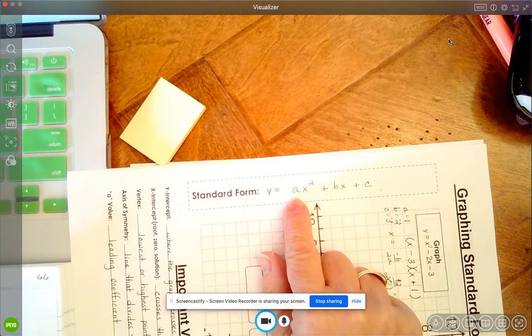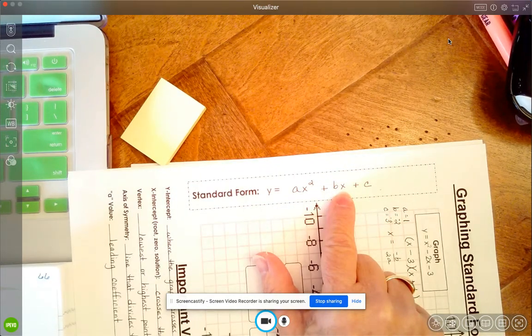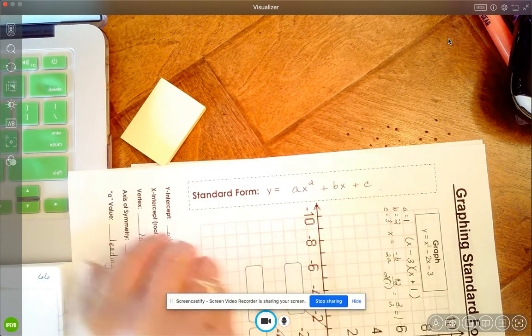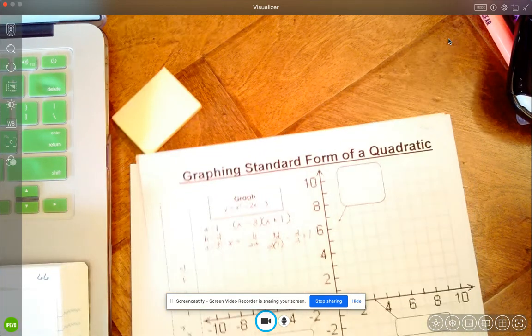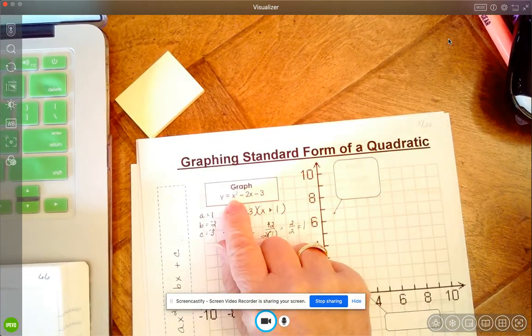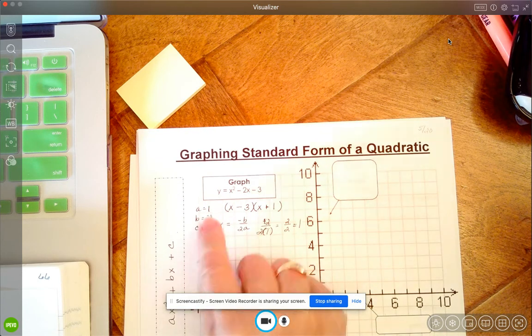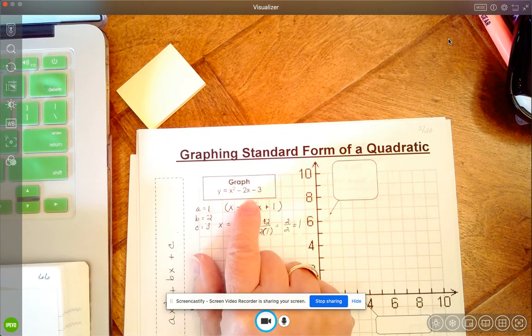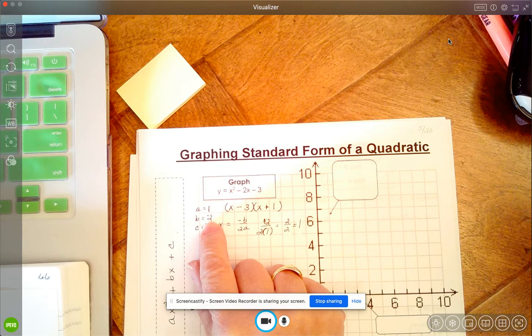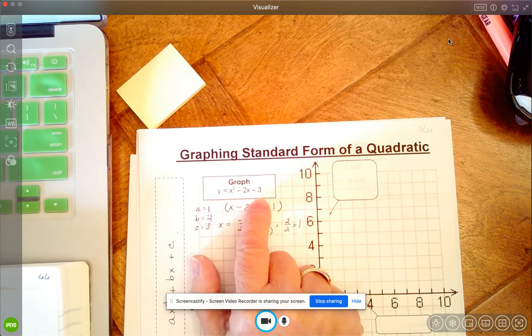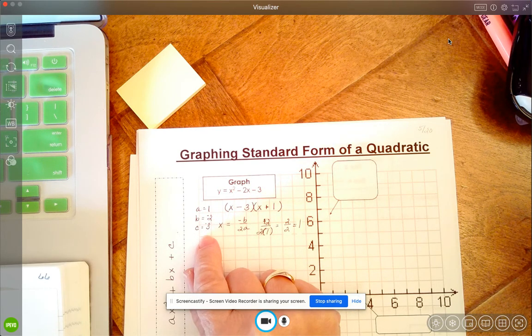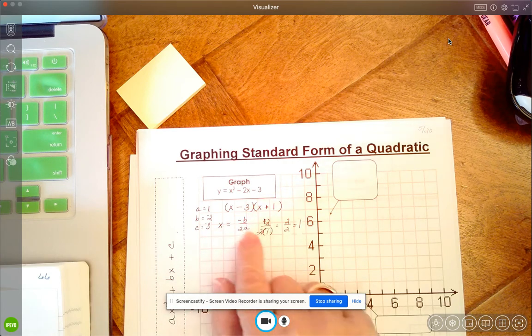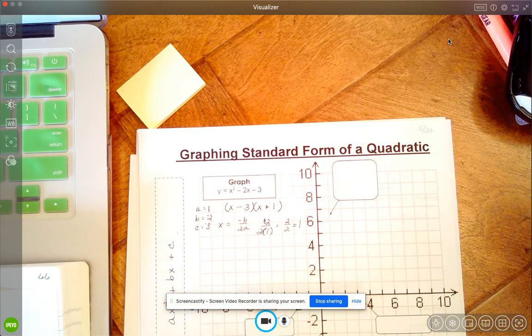Ax squared plus bx plus c is the standard form of a quadratic function. I have labeled my a value, the leading coefficient, which is 1, the b value, which is negative 2, and the c value, which is negative 3. I'm going to show you where we're going to use this here in just a minute.